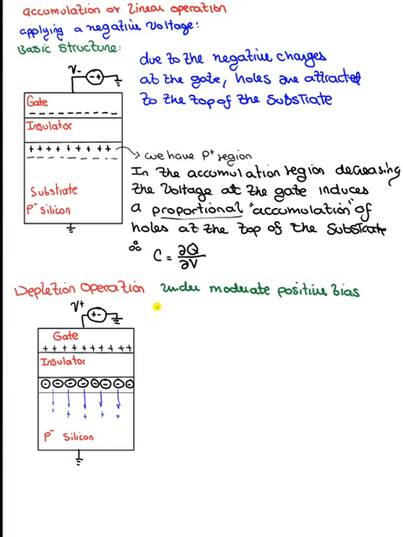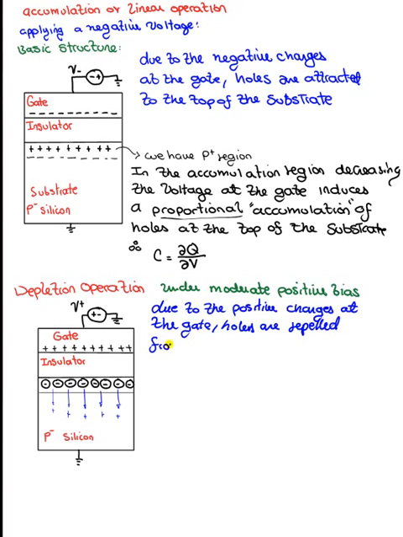So let's write that down. Due to the positive charges at the gate, these holes are repelled from the top of the substrate, leaving negative charges behind, negative fixed charges. That's very important.